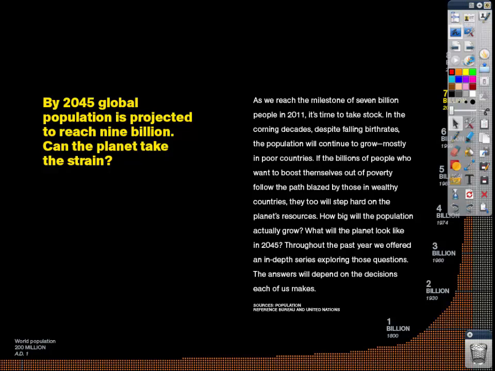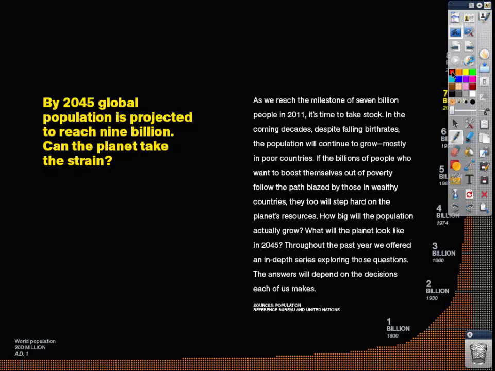The future. By 2045, global population is projected to reach 9 billion. Again, can the planet take that with current demand of resources? And here's where we're at. I like this little paragraph. You can pause and read it if you like. I'll go through the highlights here.